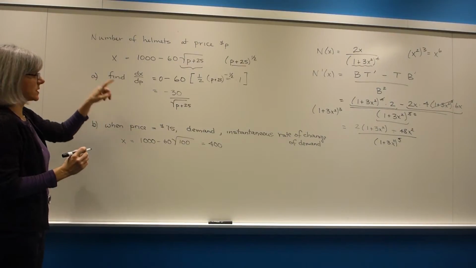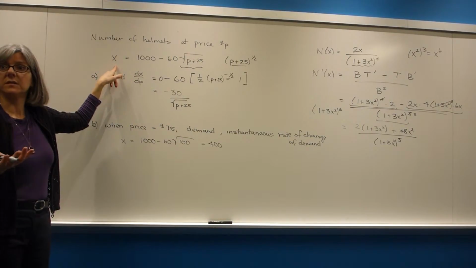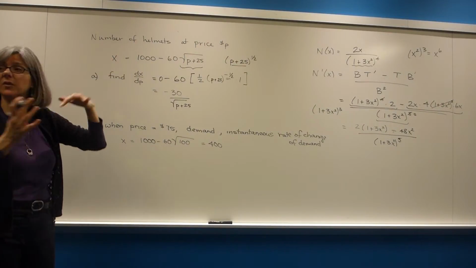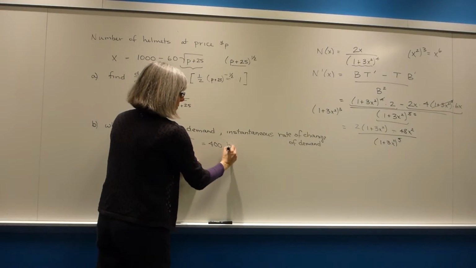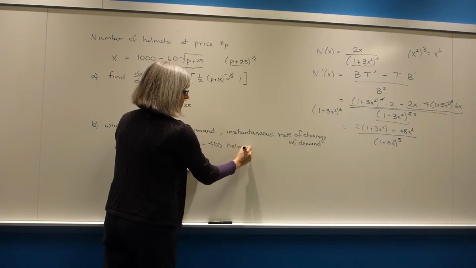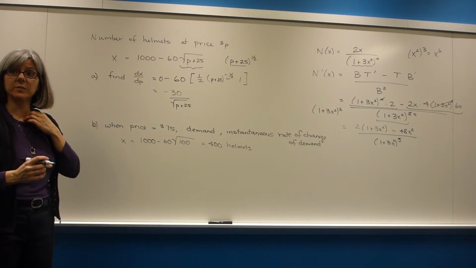Dollars per helmet. Is it dollars? Oh, price. Demand is in number of helmets. Right. So be careful, I know we want to slap dollars on things all the time, but it's not. This one is number of helmets, so 400 helmets. At this price, so at $75, that's the number of helmets I'm going to sell.